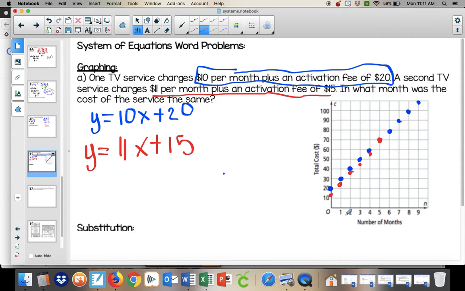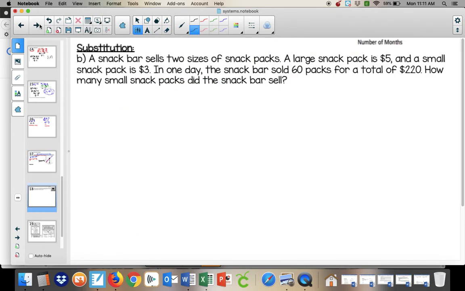Oh, I just totally did this wrong. 15 plus 11, 26, 37, 48, 59, 70. All right, so right here is where they match up. So at what month? Well, month 5. So 5 months, they match up at $70. So you're able to write out the equations, graph them, and see where they intersect. Now a substitution, and you could use it with elimination too.